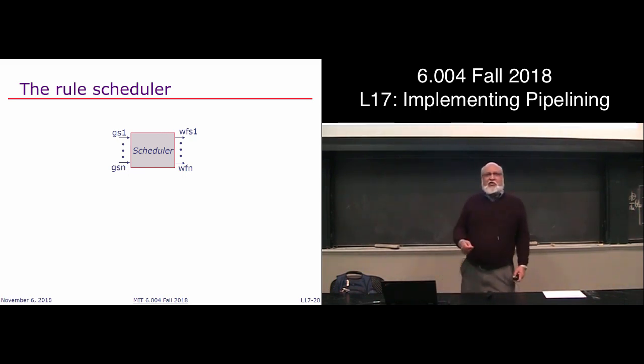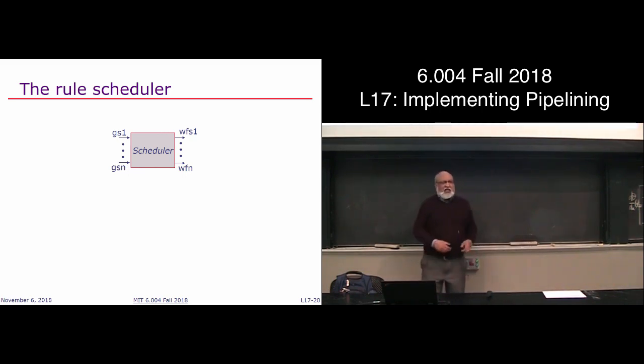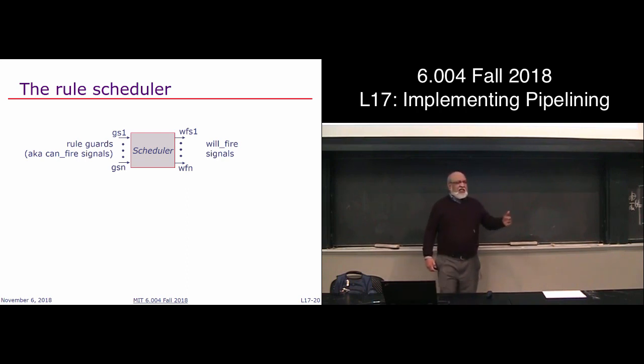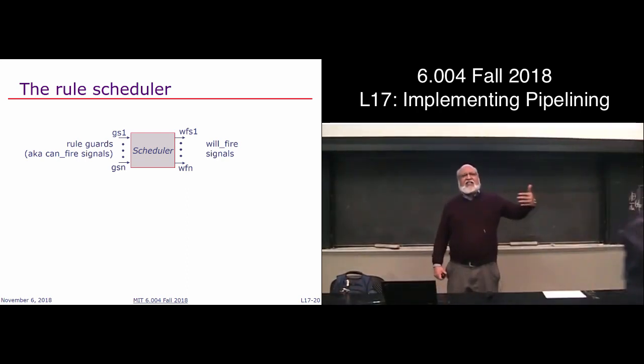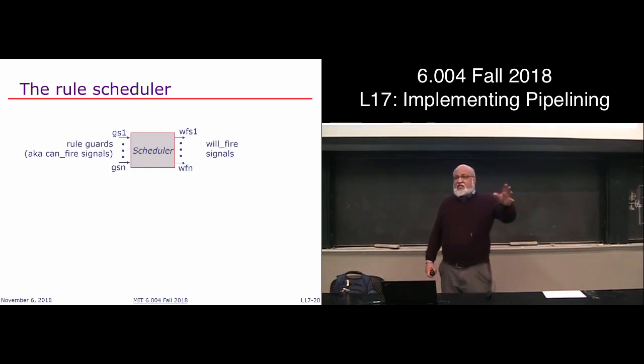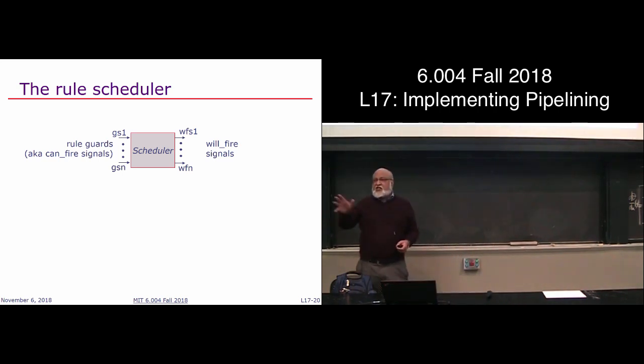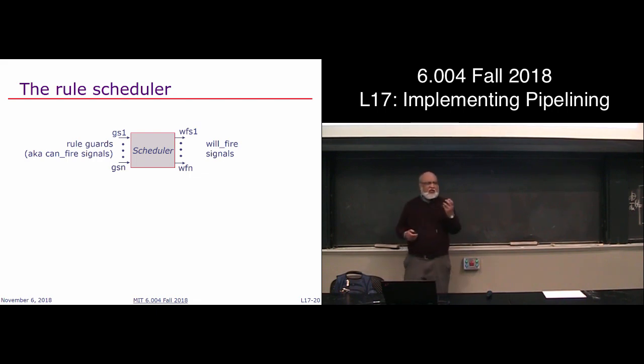So one last piece of terminology, when you see this scheduler, you have some guards going into it and some wires coming out of it. In the Bluespec jargon, the inputs say can fire, because all the rules that are true are the rules that can execute. But the actual rules that execute are the ones on which you get 1 on the output of those lines. Those are known as will fire signals. Can fire, will fire. That's what the scheduler does.